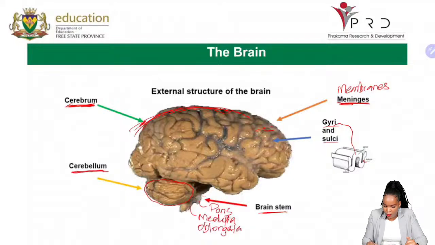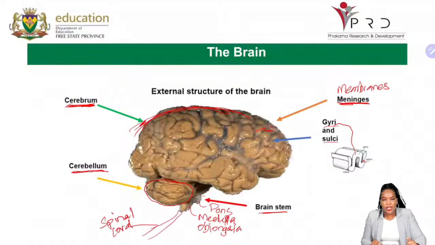Right. So medulla with double L there. Medulla oblongata. And then when it extends like this, it goes further. This is where you are going to find your spinal cord. There are 2 things that I would like to clear here.